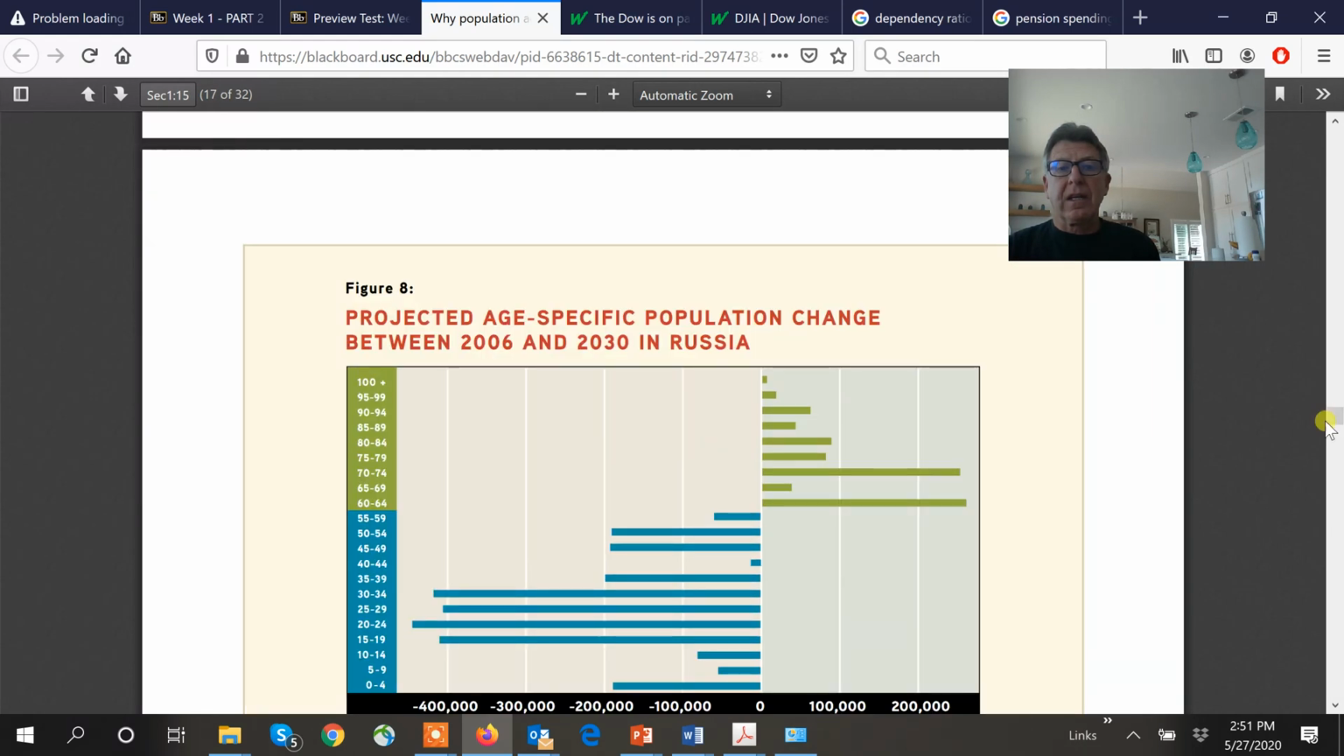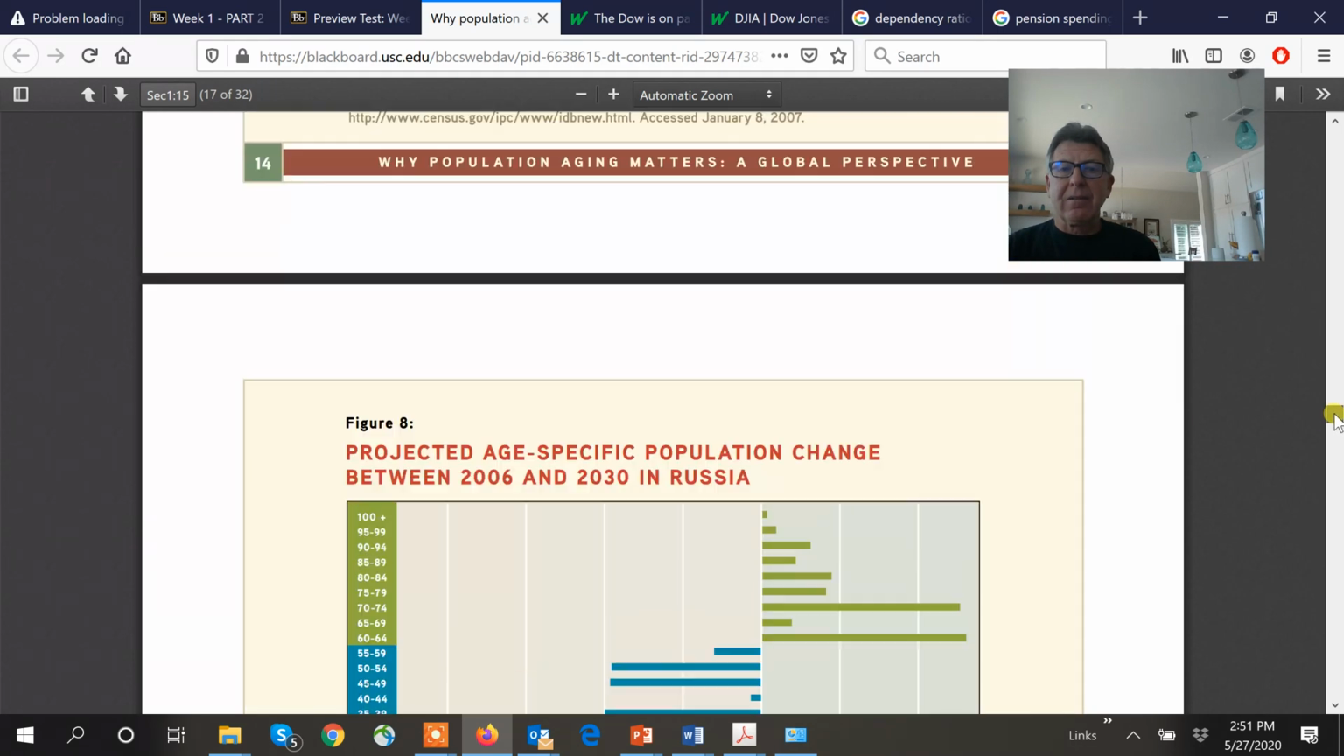And then you see this in the age structure. Lots of old people right here. And the green is a positive number, so people are advancing into every year.